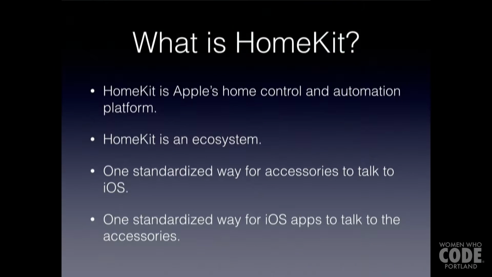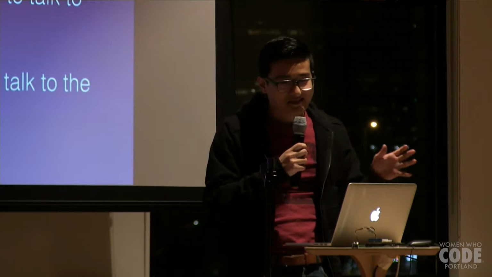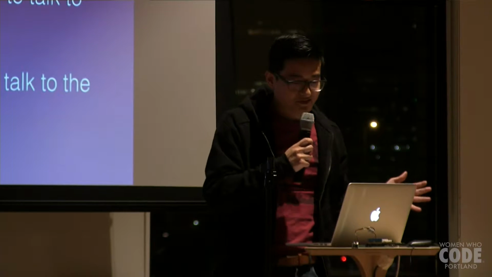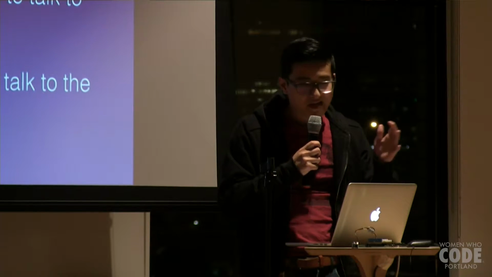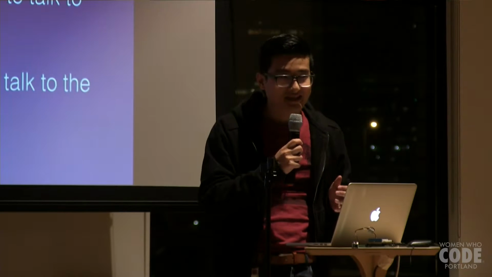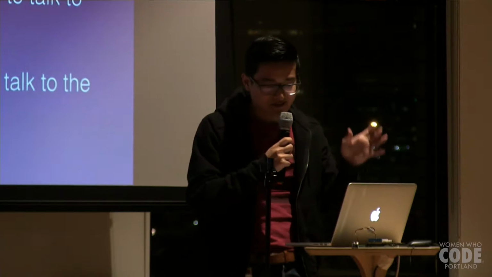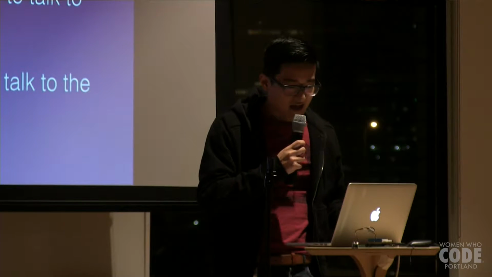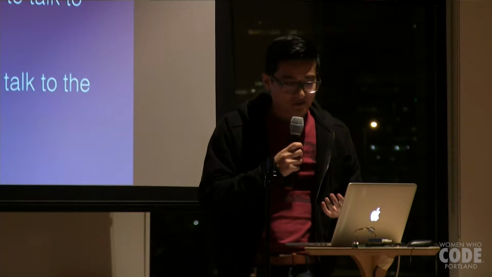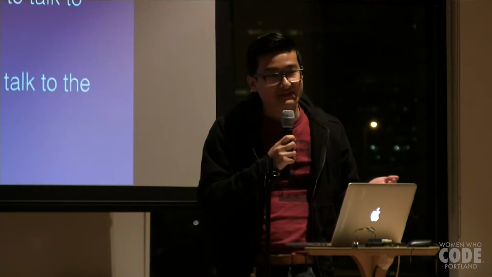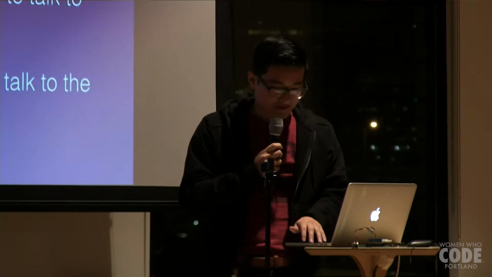So what is HomeKit? HomeKit is Apple's home control and automation platform. It's kind of an amorphous thing. It's not just an API. It's not just an SDK. It's several things, and you can think of it as an ecosystem. One major part of it is that it provides one standardized way for accessories, which are the things in the Internet of Things, to talk to iOS devices. And it also provides one standardized way for iOS apps, even third-party apps in the App Store, to talk to those accessories.